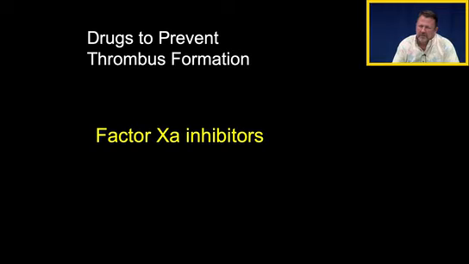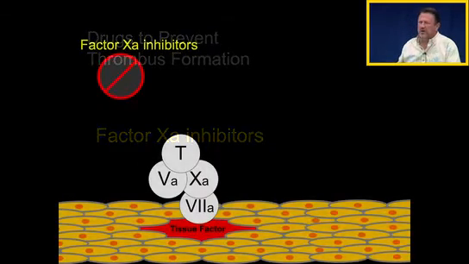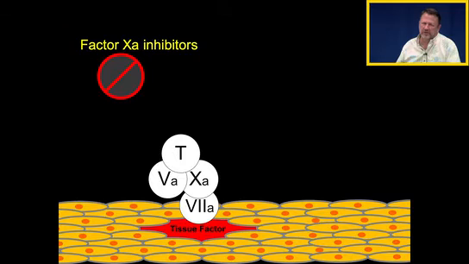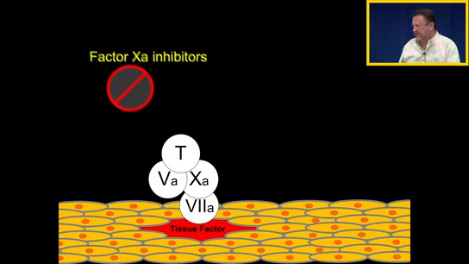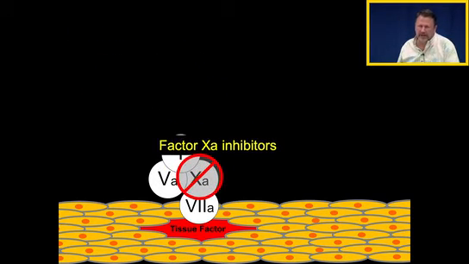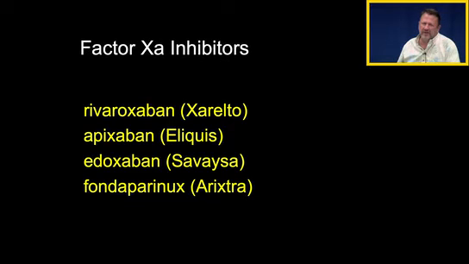All right, let's talk about the factor Xa inhibitors. We went through the blood clotting cascade a little bit and talked about how factor Xa worked. These are commonly used to treat atrial fibrillation. Obviously, factor Xa inhibitors interfere with factor Xa. Anytime you watch TV, they talk about Xarelto, and then maybe Eliquis. The other two I don't see too much about.